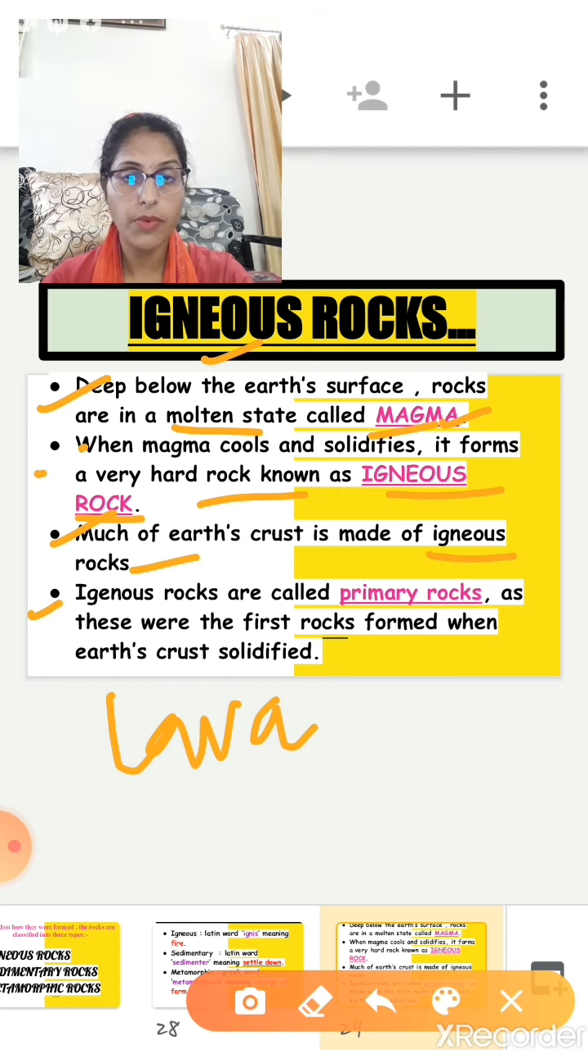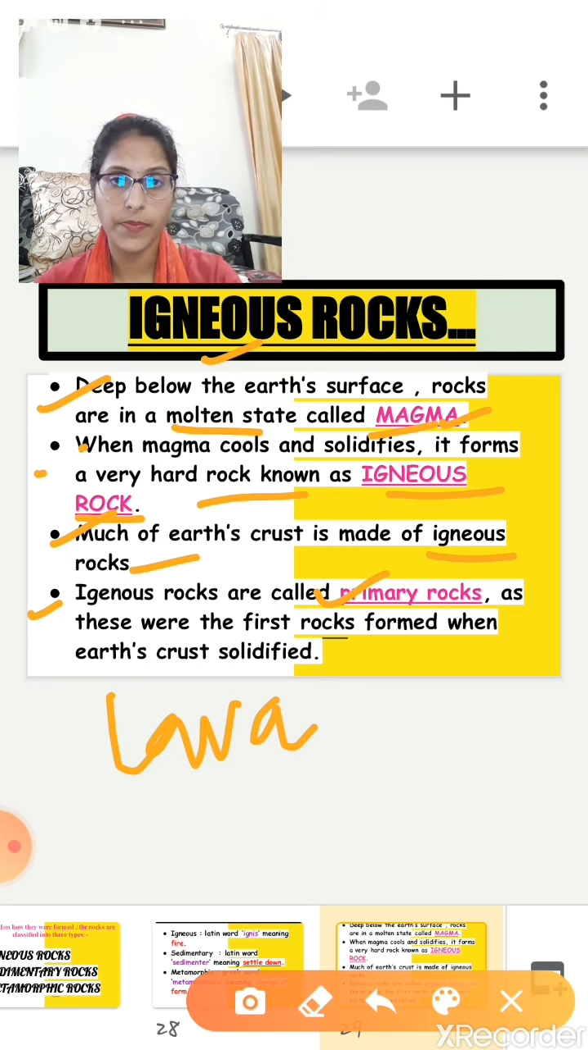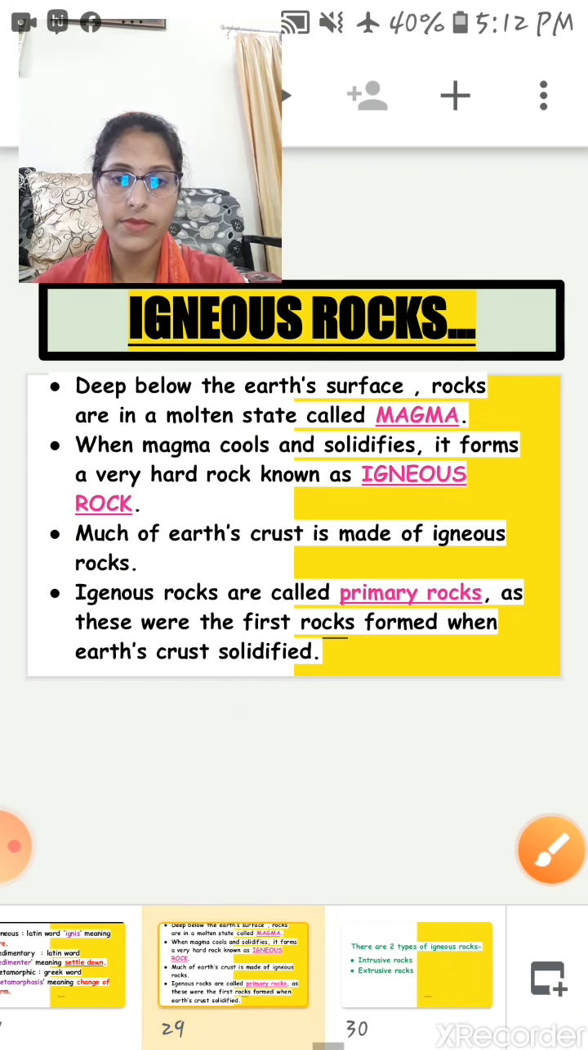Now, one of the most important characteristics is that igneous rocks are also called primary rock. Why are igneous rocks called primary rock? Because other types of rock, that means sedimentary and metamorphic rocks, are formed from this, that means igneous rock. Other types of rocks are formed from the igneous rock. That's why igneous rocks are called the primary rock.